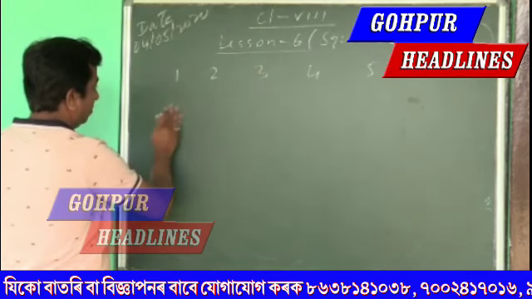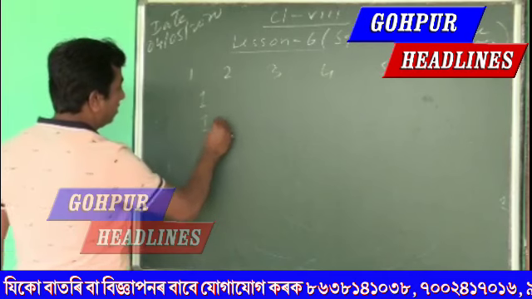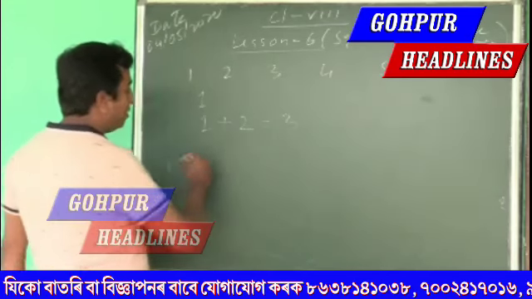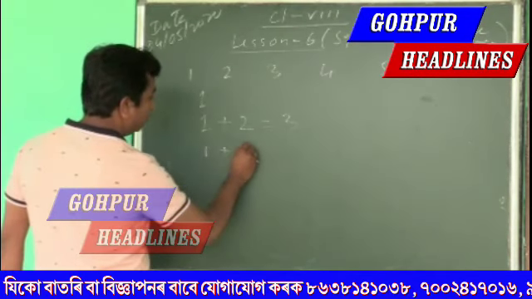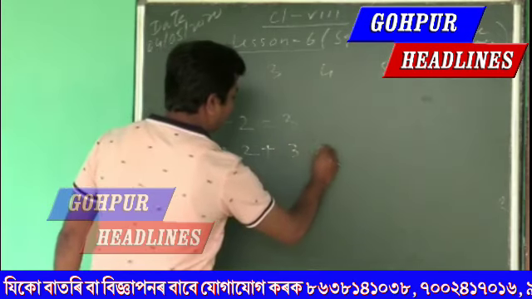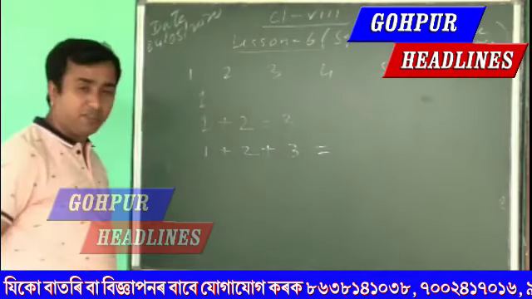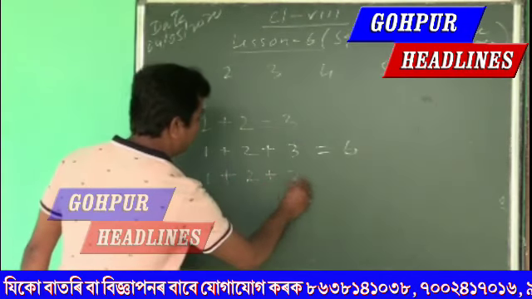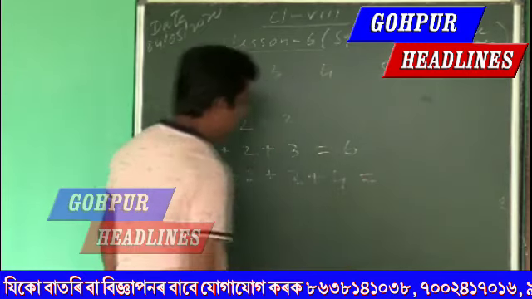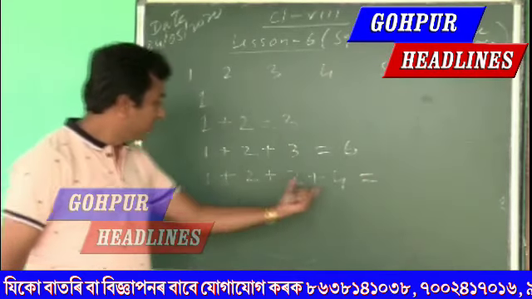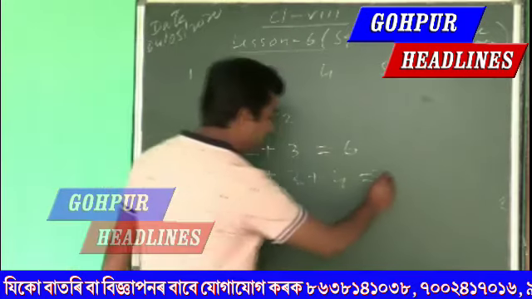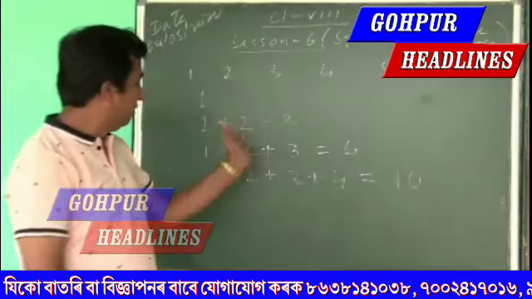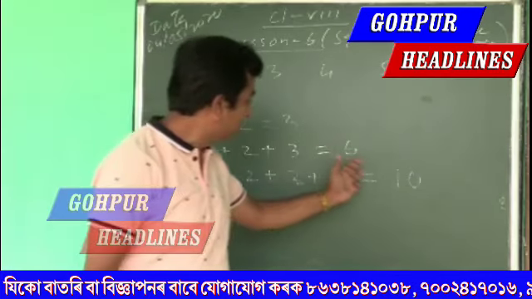Now what I will do: 1, then 1 plus 2. How much is it? Obviously it is 3. And again, 1 plus 2 plus 3. What is the sum? The sum is 6. Again 1 plus 2 plus 3 plus 4. What will be the sum? You can see 6 plus 4, it's a 10. Now you can see the numbers 1, 3, 6, 10.